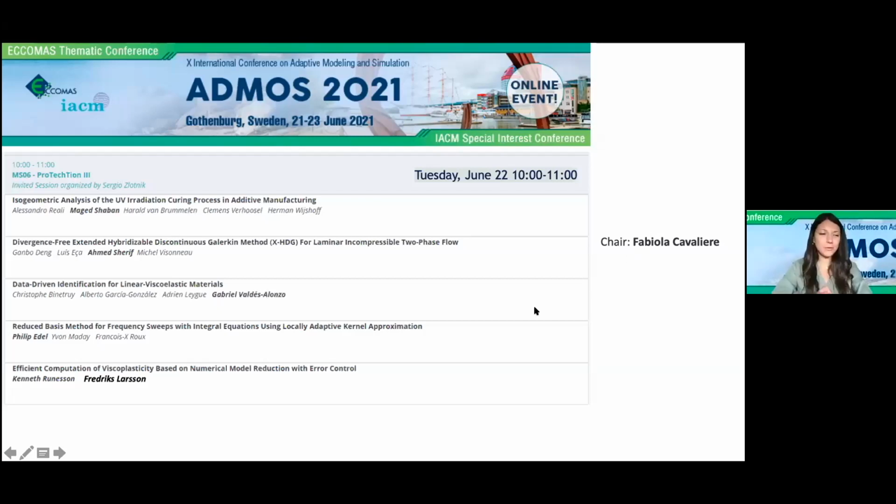Okay, so welcome to this third slot of the protection session. I'm Fabiola Cavaliere, and you might have been already yesterday in the first two slots of the protection session. So you maybe know already that protection is a project funded by the European Union in the context of the Marie Curie program. And it is based on 15 projects which link universities with industries, European industries.